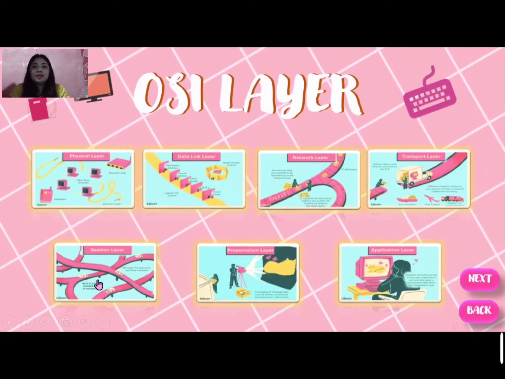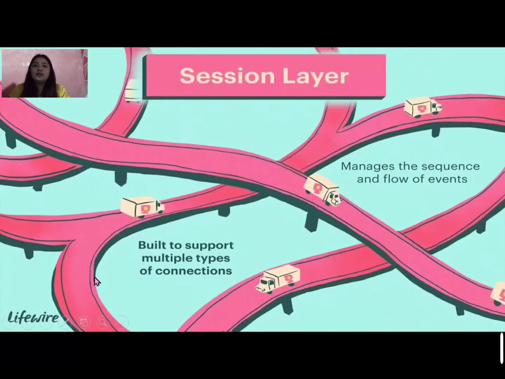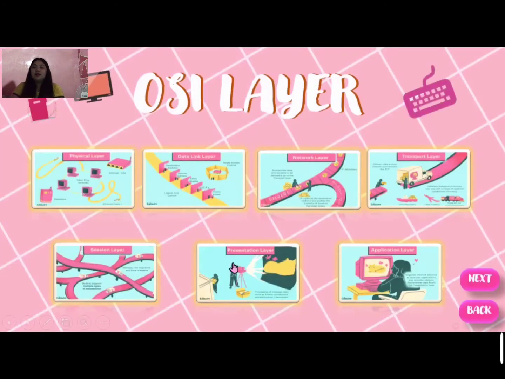The next is the session layer. The session layer manages the sequence of the flow of events that initiate and tear down network connections. At layer 5, it is built to support multiple types of connections that can be created dynamically and run over individual networks. And now we are done with the session layer.